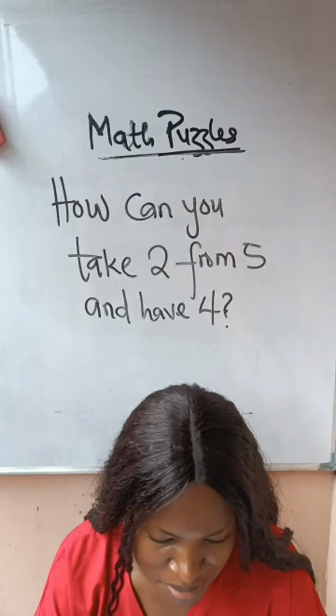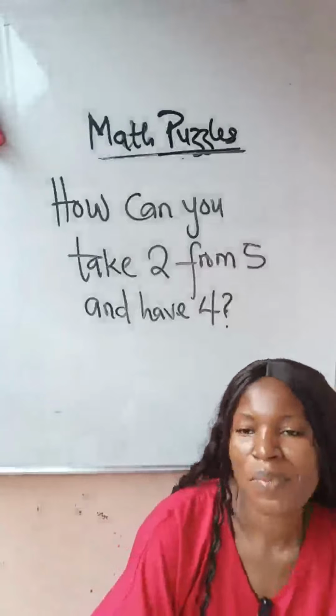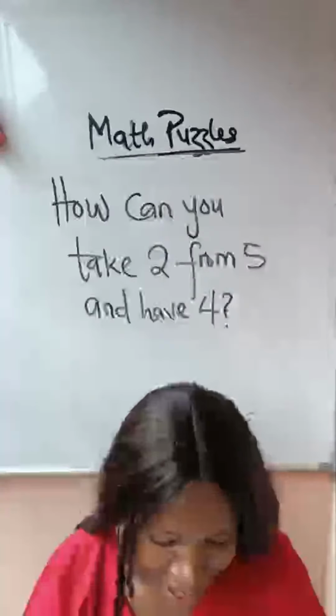Ragama is saying Roman numerals. How? Explain to us. Kehinde is saying it's not possible. It's very possible. Very possible.